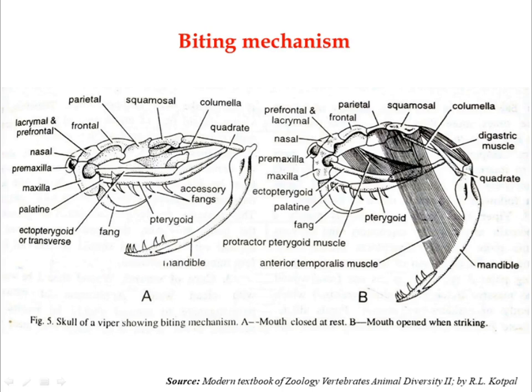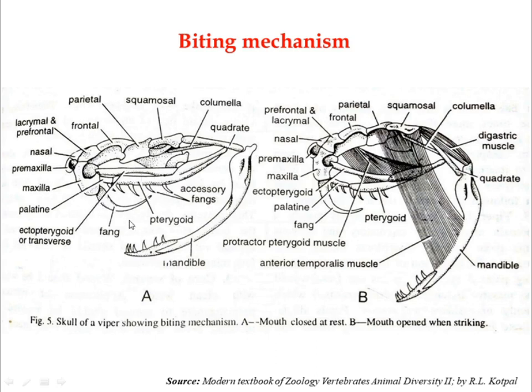This is the location of the ectopterygoid or transverse bone. The forward movement of both the pterygoid and ectopterygoid causes the maxilla, which you can see here, to rotate through a 90-degree angle, so that the fangs which had been folded inside the mouth are erected to a position of 90 degrees. As soon as the fangs become vertically erect, they are in the most efficient position to strike.